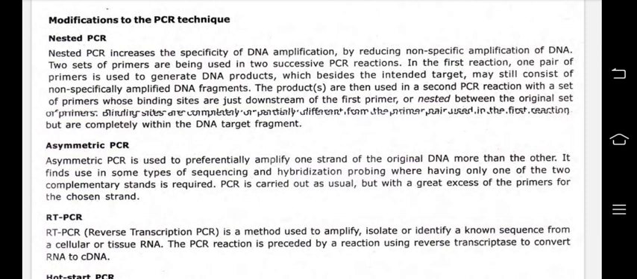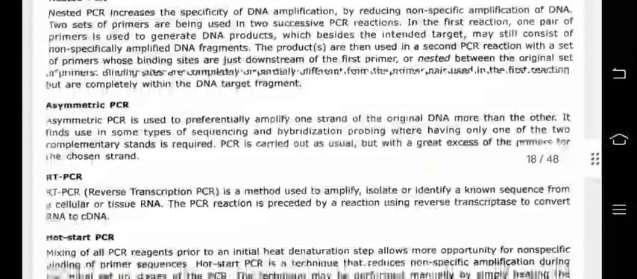Then asymmetric PCR. Asymmetric PCR is used to preferentially amplify one strand of the original DNA more than the other. It finds use in some types of sequencing and hybridization probing where having only one of the two complementary strands is required. PCR is carried out as usual but with a great excess of primers for the chosen strand.